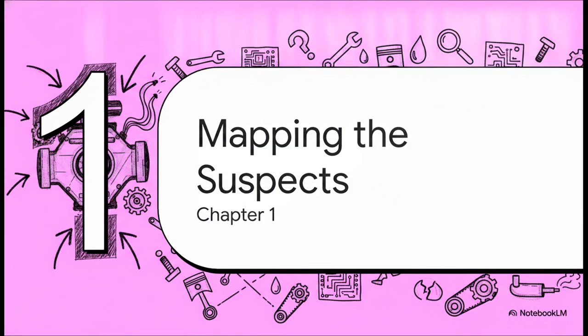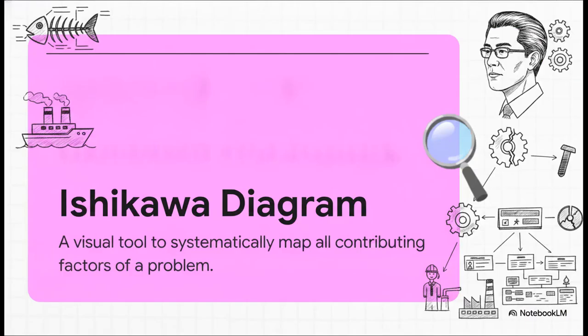Chapter 1. Mapping the usual suspects. So we can't actually fix the engine until we map out every single thing that could have gone wrong. To organize our suspect pool, we look to the past, specifically to a brilliant Japanese chemical engineer and statistician named Kaoru Ishikawa. Back in the 1960s, while working at the Kawasaki shipyards, he developed a visual tool that became foundational to modern quality control.